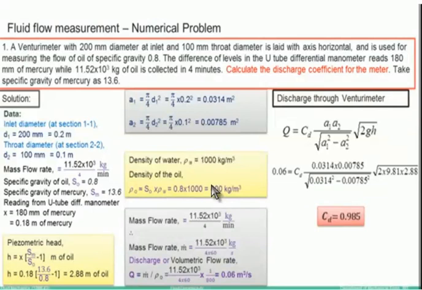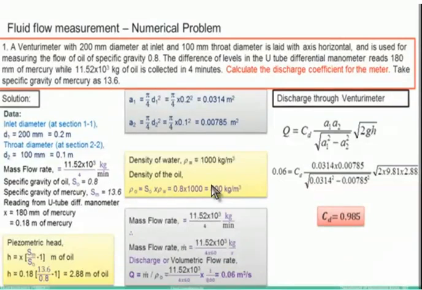A venturimeter with a 200 mm diameter at inlet and 100 mm throat diameter is laid with axis horizontal and is used for measuring the flow of oil of specific gravity 0.8. The difference of level in the U-tube differential manometer reads 180 mm of mercury, while 11.52 into 10 raised to 3 kg of oil is collected in 4 minutes. Calculate the discharge coefficient for the meter. Take the specific gravity of mercury as 13.6. This is the statement of the given problem.